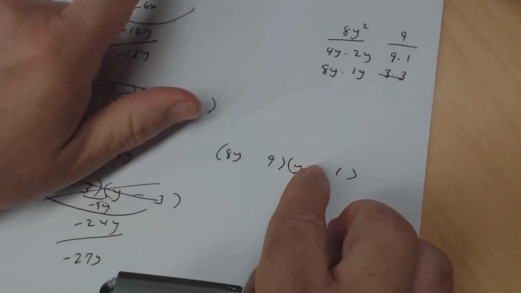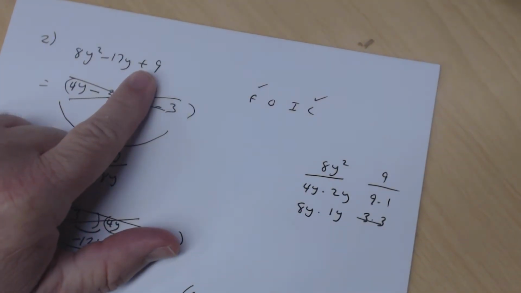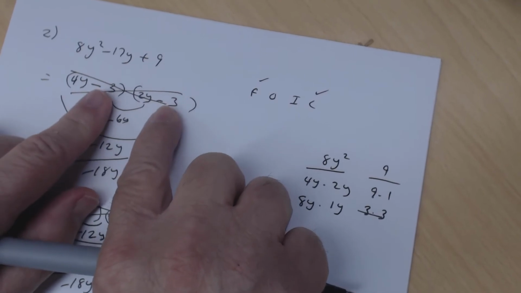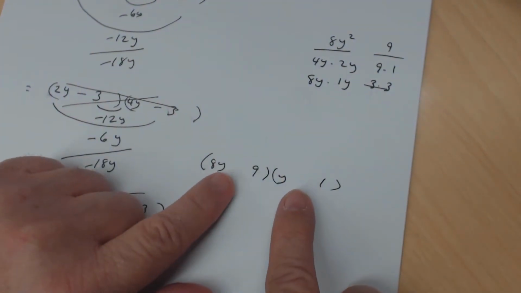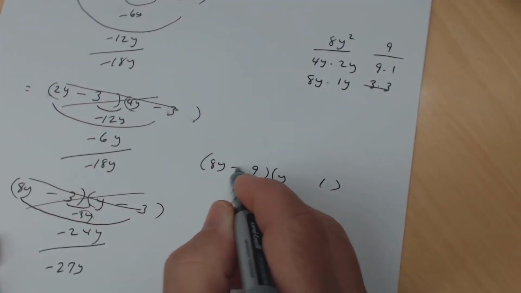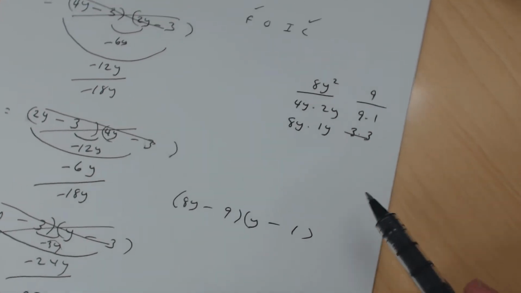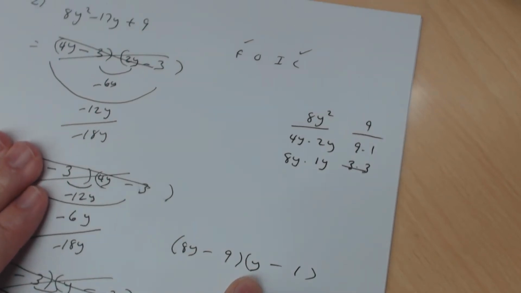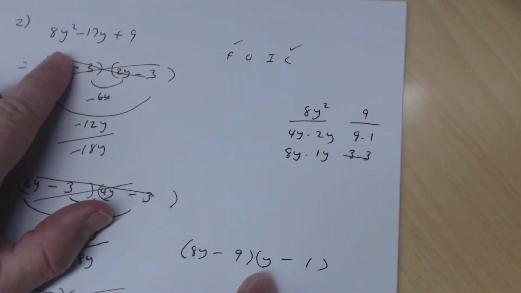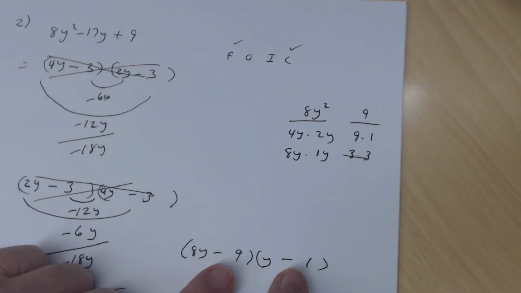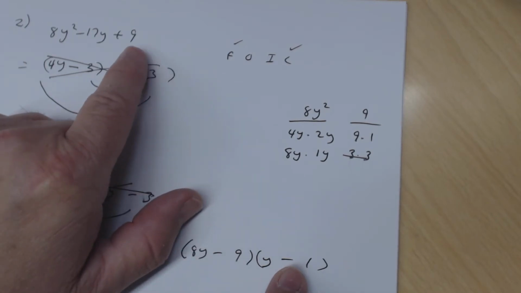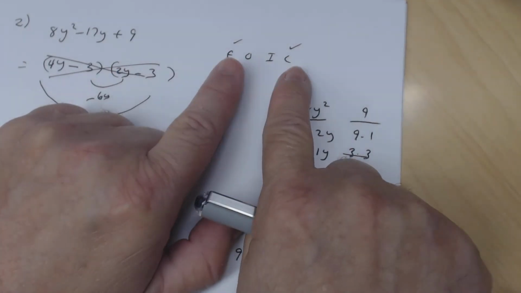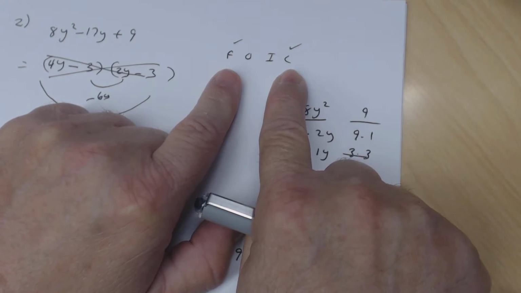Now remember, the last sign's positive right here. The last sign's positive. That means that these signs in here have to be the same. So these signs in here have to be negative. All right, so far, my F is okay because 8y times y is 8y squared, right here. A negative 9 times a negative 1 is a positive 9. So my F and L of the FOIL is good.